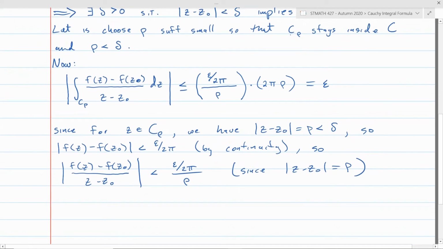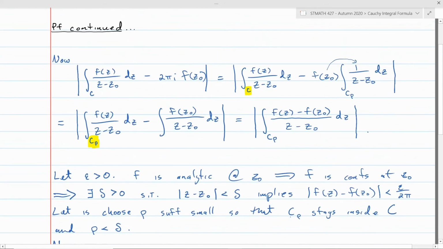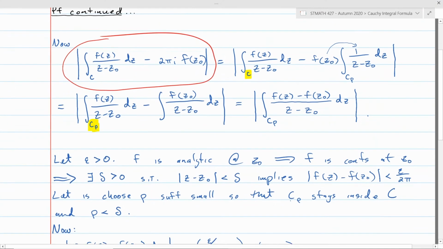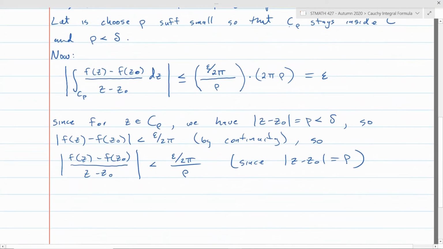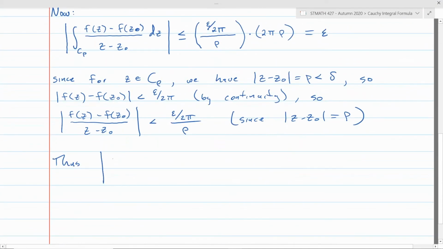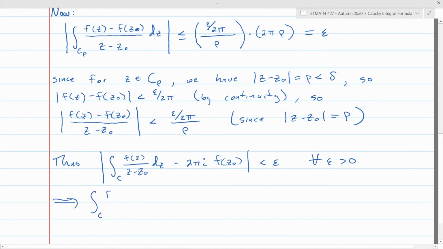All right, so check it out. We did what we said we were going to do. We took this difference up here at the top, and we showed that it's less than epsilon, where epsilon was arbitrarily chosen. So thus, this integral around C of f of z over z minus z naught dz minus 2 pi i f of z naught is less than epsilon for every epsilon greater than 0, which tells us that the integral around C of f of z over z minus z naught dz must equal 2 pi i f of z naught. Very cool.